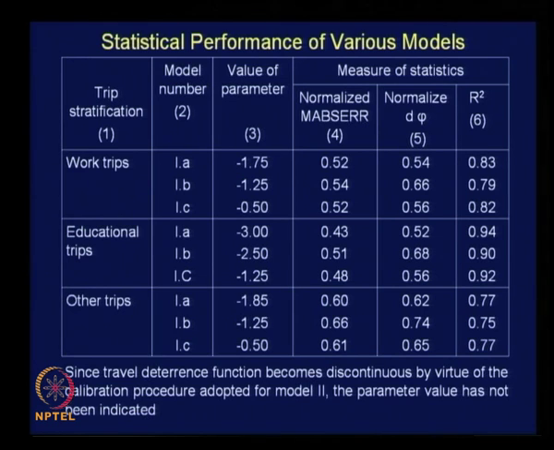And the measures of statistics in the form of normalized MAPSR, normalized phi value, and coefficient of determination are also shown in the table, which indicate that all the models are statistically significant. And as indicated to you, since the travel deterrence function becomes discontinuous by virtue of the calibration procedure adopted for model 2, the parameter values have not been indicated in this table.